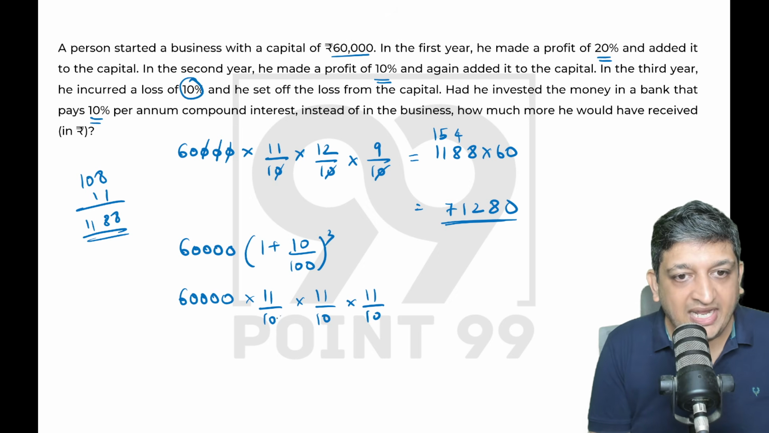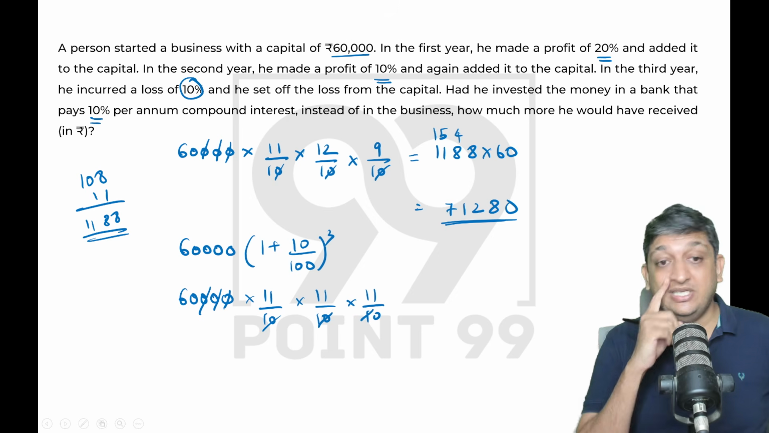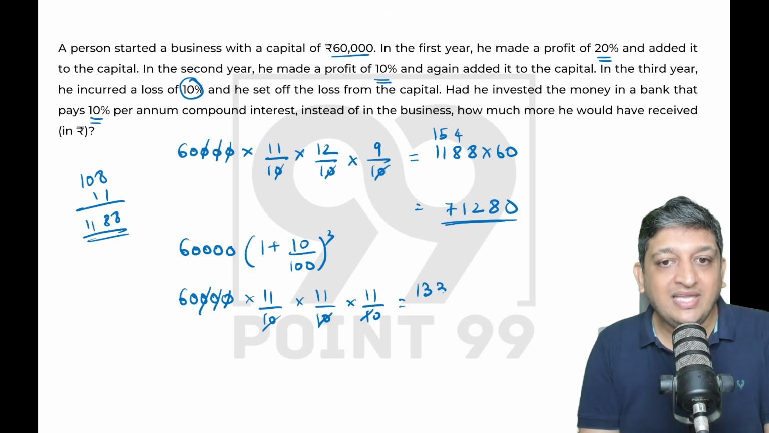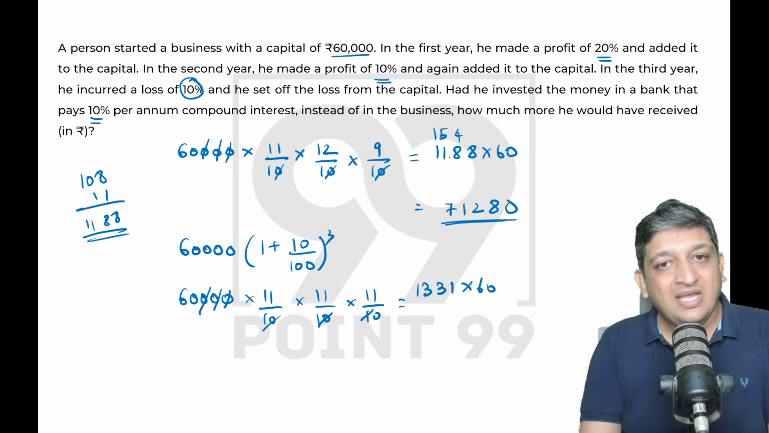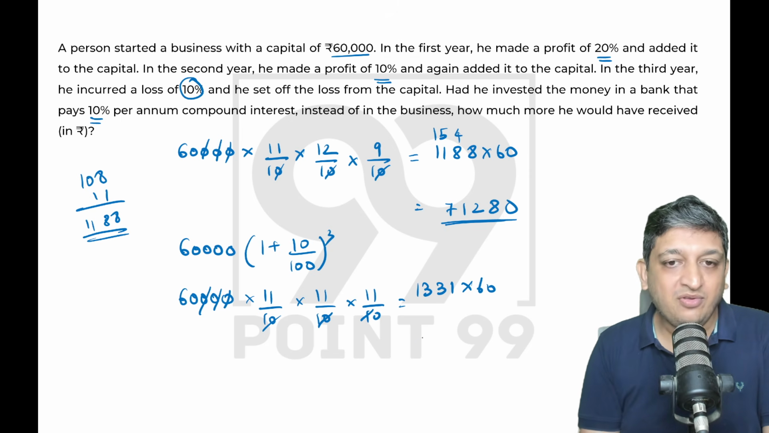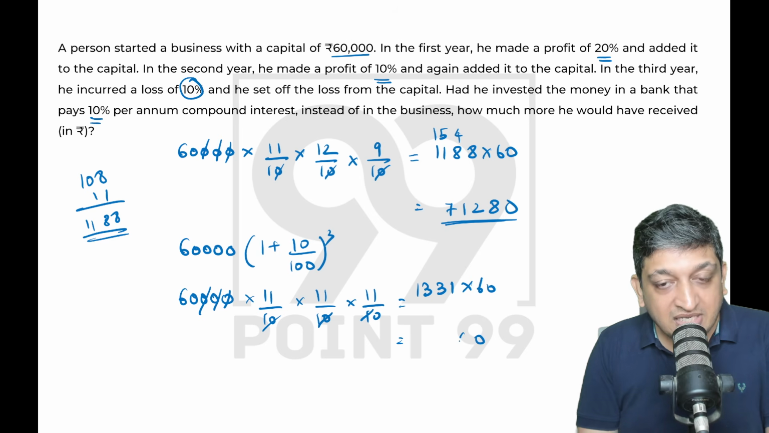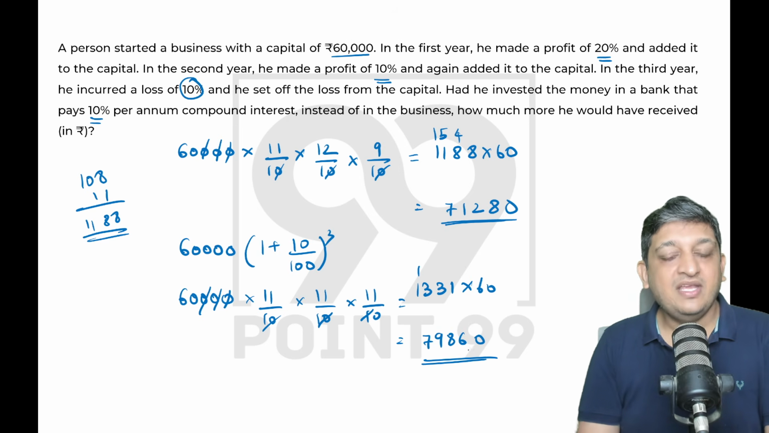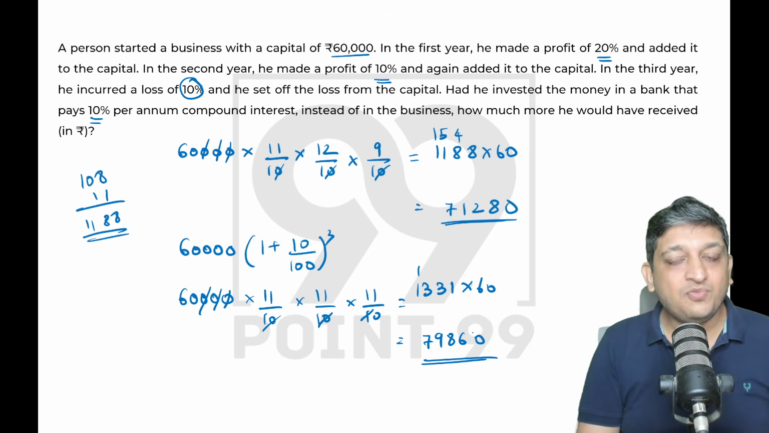And I'm going to be able to cancel out the three zeros. And what will I be left with? 11 cube. If you know it by now, it's 1331 into 60. I could have also taken the difference between these and figured it out, but it's okay. You can calculate it. It's not a problem. 6 1s are 6, 6 3s are 18, 6 3s are 18 plus 1 is 19, 6 1s are 6 plus 1 is 7. So 79,860 is what he would have got.